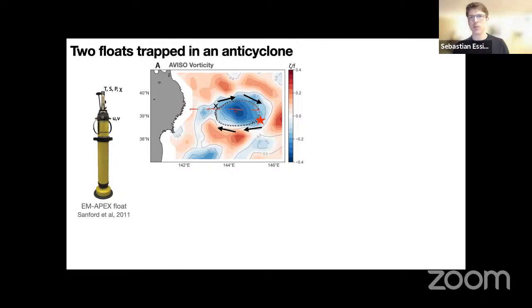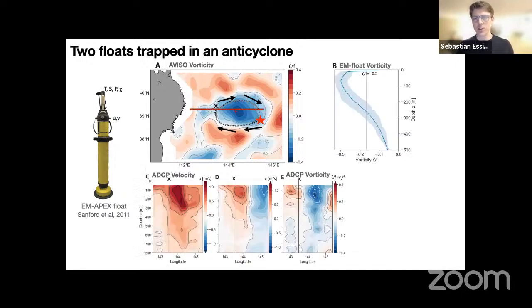In this talk, I'm just going to focus on a subset of observations that were taken in a mesoscale eddy. We released 2 floats at the red star, and these floats remained trapped in the mesoscale eddy for several weeks, one of them for several months. The observations show that the eddy was very strong, with vorticity of minus 0.2 f. We can compute the vorticity structure with depth in panel B, and it shows that the core, which is roughly where the vorticity equals the surface vorticity, is at 300 meters.